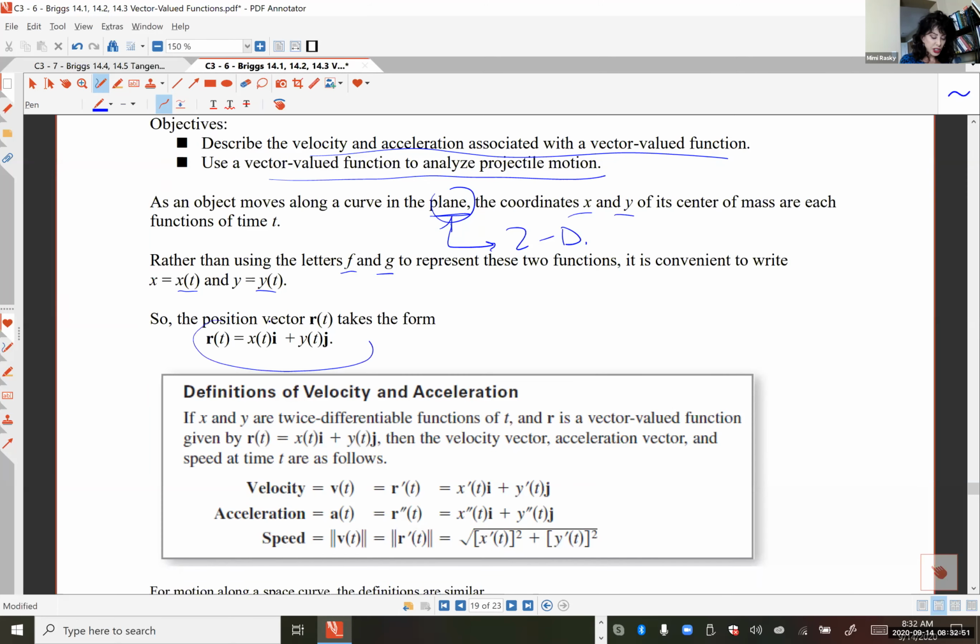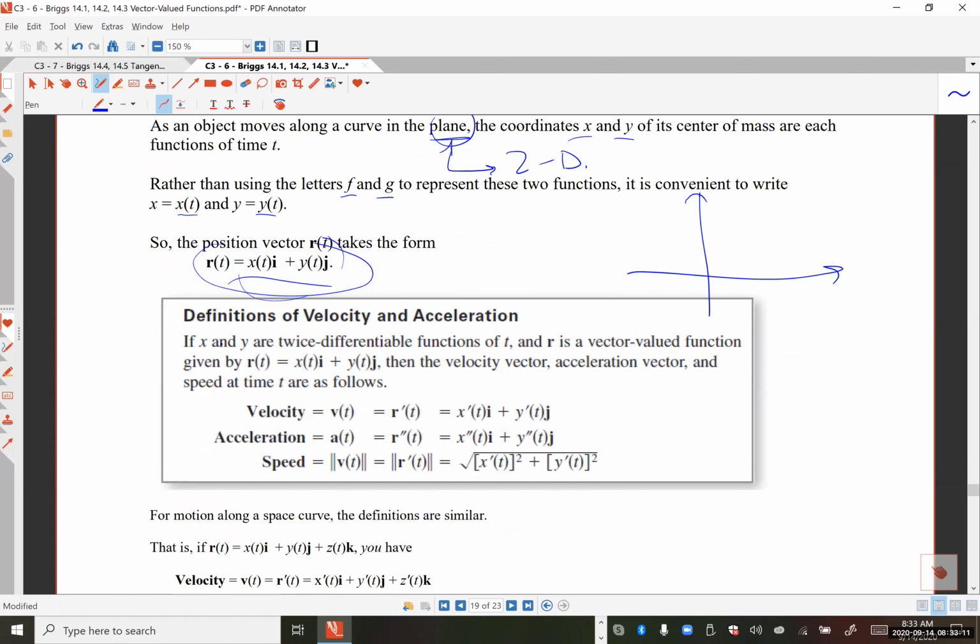So our position vector, r of t, looks like this vector. So if you have this vector, which represents the position anywhere in 2 dimensions, you can always find that position by looking at the tip of that vector, and then remember we graph it by connecting all the tips.